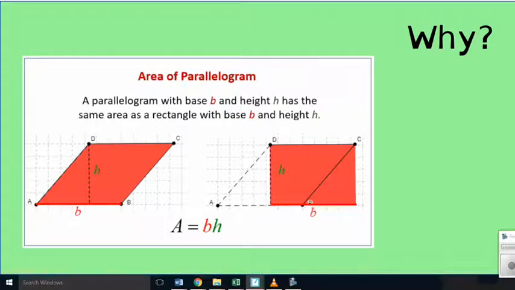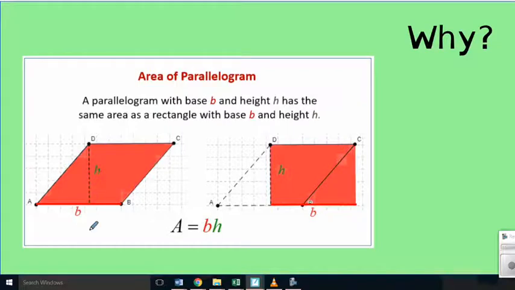It's important to know why we do that with a parallelogram. So a parallelogram with the base being B and the actual vertical height being H, okay, this has the same area as a rectangle. I'm just going to show you here how. So this is your parallelogram, okay?